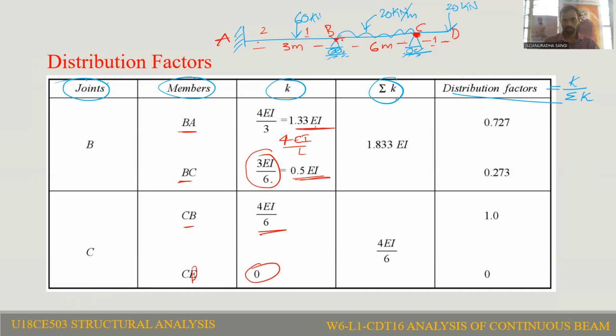Now you can calculate joint stiffness. How to calculate joint stiffness? Just add these values. The summation of all the member stiffnesses at the joint will be the joint stiffness. You have calculated the joint stiffness for both joints, and the distribution factor will be equal to member stiffness by joint stiffness. You are going to get the distribution factor for the member BA. Similarly, member stiffness by joint stiffness gives the distribution factor for the member BC. Like that, you are going to calculate the distribution factors.